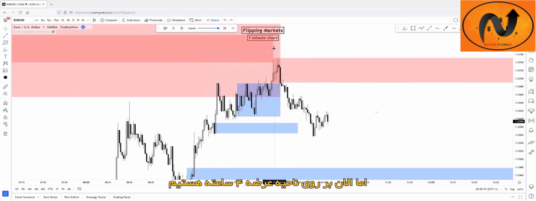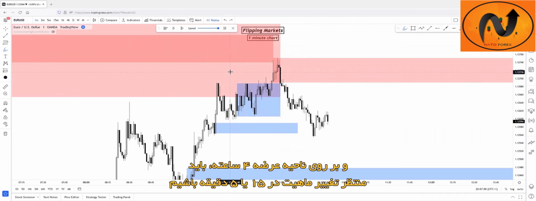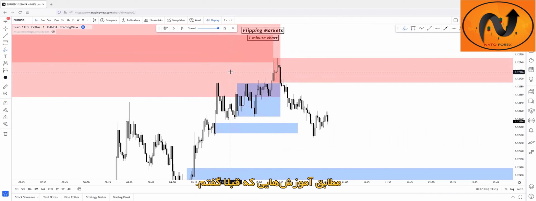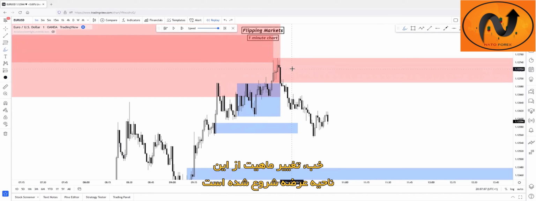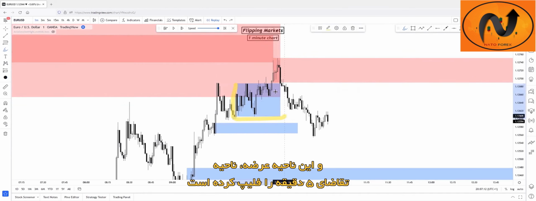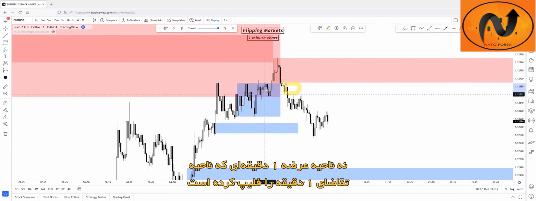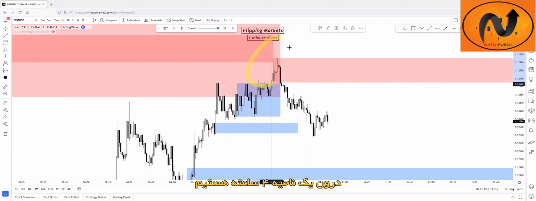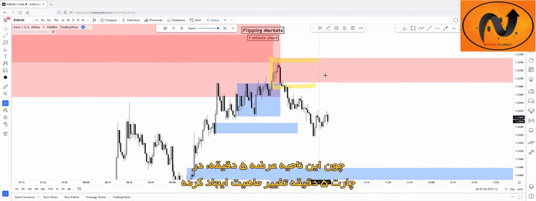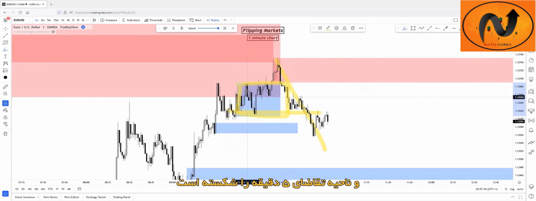Right now we are in the 4-hour supply zone, and in a 4-hour supply zone we have to wait for a 15-minute or 5-minute change of character, as I told you, right? So the 5-minute change of character happened from this supply zone, and this supply zone flipped the 5-minute demand zone. So we are waiting for this supply to be tapped, and not the 1-minute supply zone that flipped the 1-minute demand zone, because we are inside of a 4-hour zone, right? This is a really important part, because this 5-minute supply zone changed character on the 5-minute and on this 5-minute demand zone.